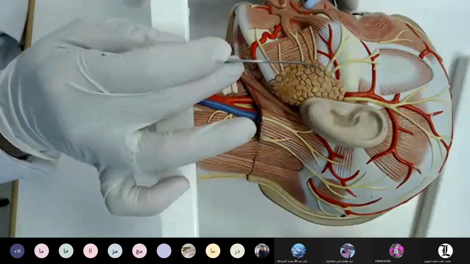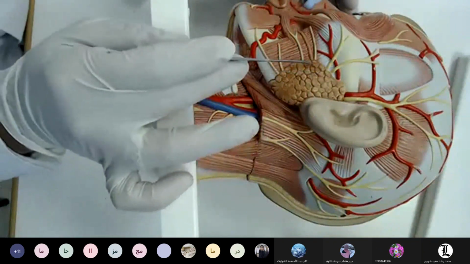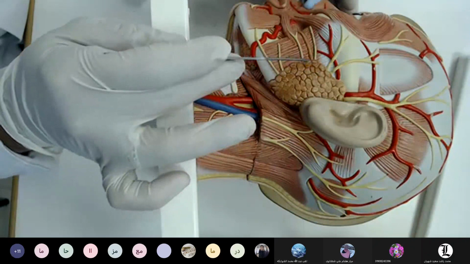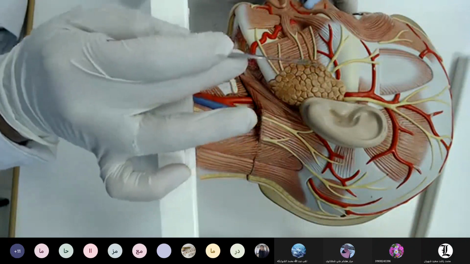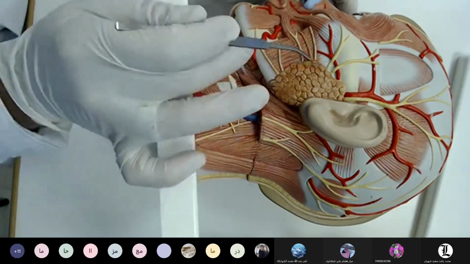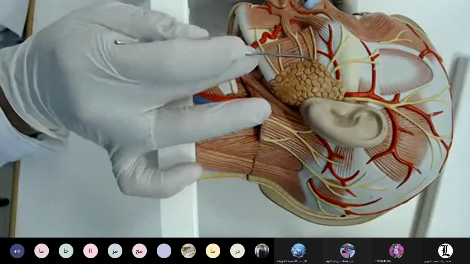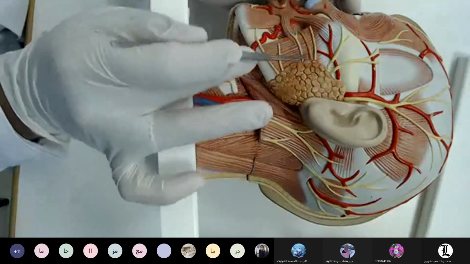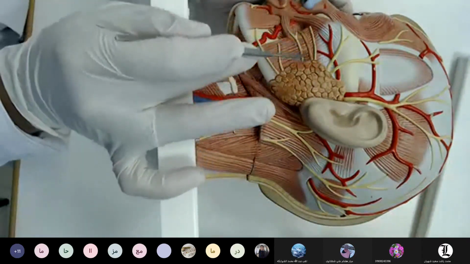Look at the facial process, and mainly it's not clear here. The accessory process should be here. From there emerges the parotid duct that traverses the masseter muscle.